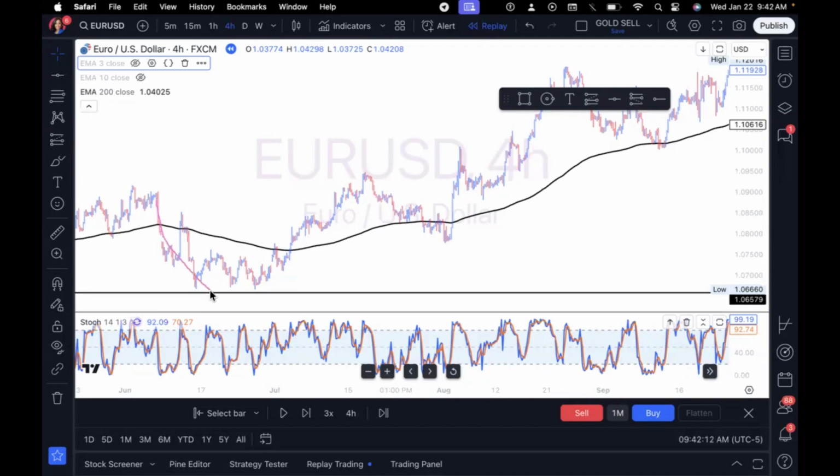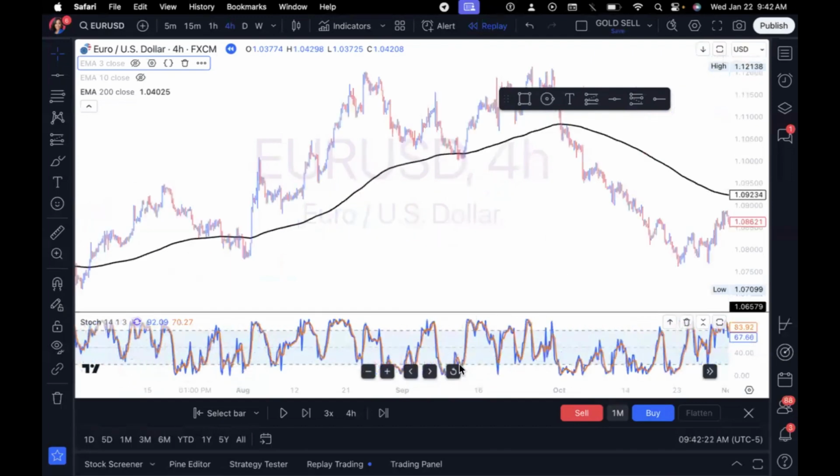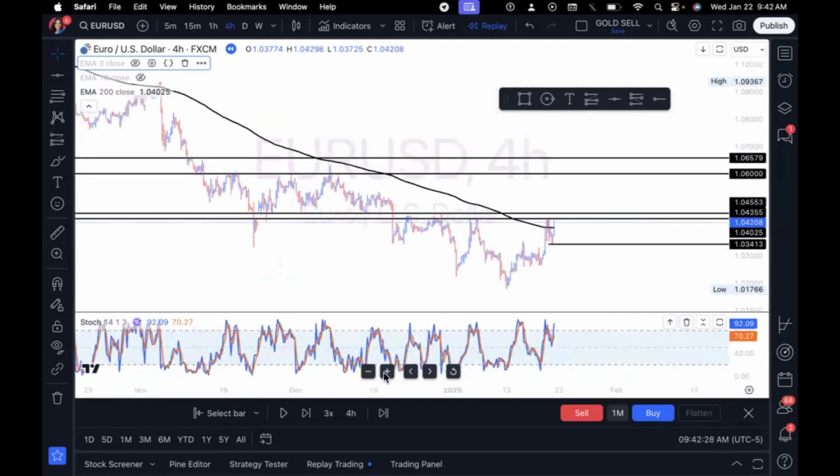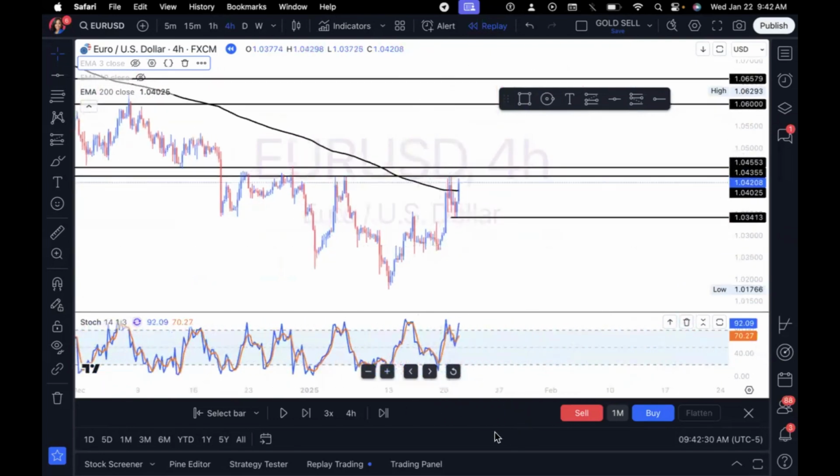It came down to an area of support. It crossed above the EMA, and then the market has continued to push past that point. So whatever indicators you choose to use on your chart, just make sure that they are telling you something about the price and showing you where the market has the potential to go.